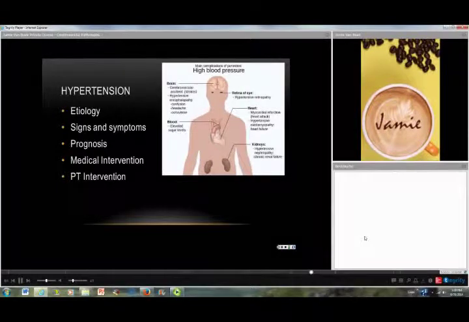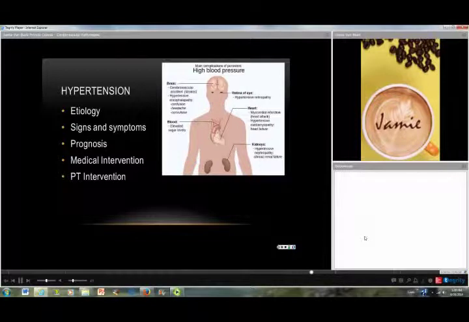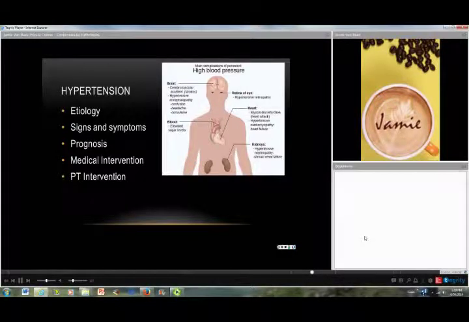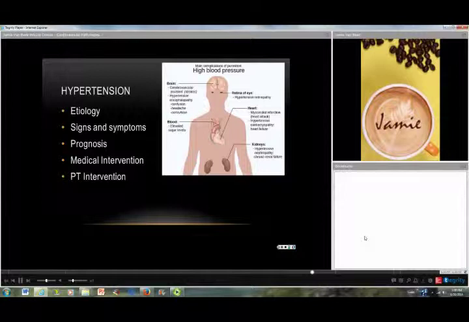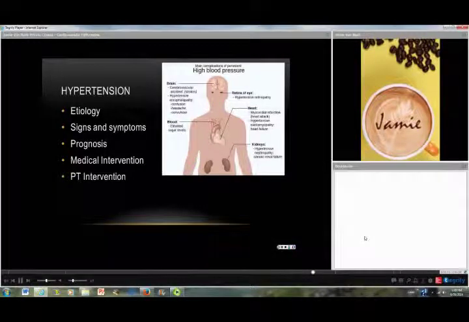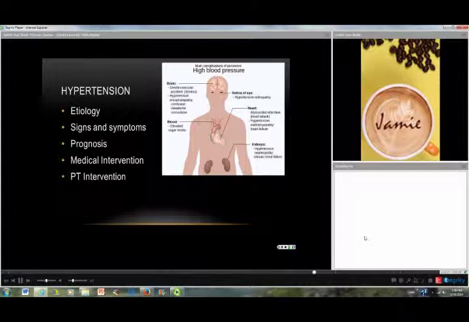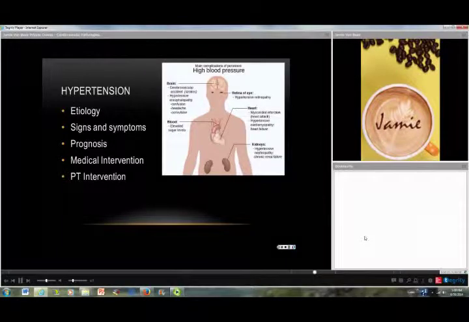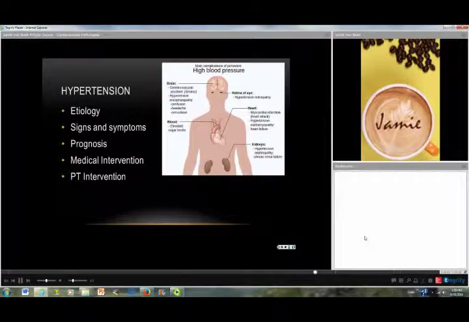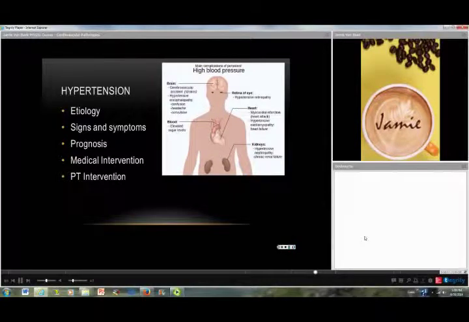For prognosis, hypertension is a risk factor for many other serious complications such as heart disease, angina, heart failure, eye damage, blindness, and kidney disease. Many people who have hypertension are unaware of the fact. Medical intervention, the usual treatment for cases of essential hypertension, is of course diet modification, antihypertensive drugs, and exercise.